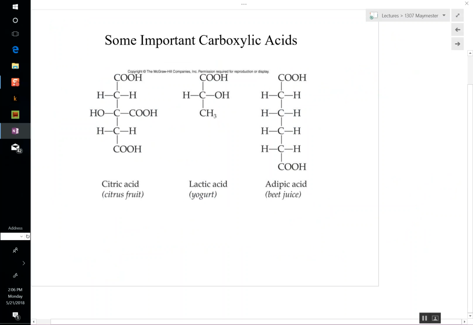Citric acid. Okay, here's a carboxyl on the end. The carboxyl on the end. There's another end. So we kind of got three. Or a side there, carboxyl group, that's citric acid. Lactic acid, adipic acid. So lactic acid is in yogurt, and lactic acid is in your muscles when you've exercised real hard. Form a lot of lactic acid, makes your muscles sore.